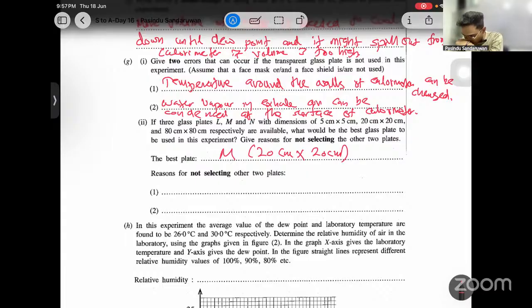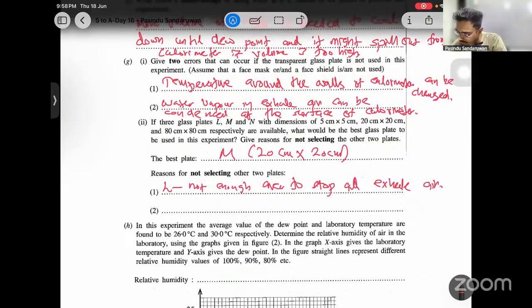Reasons for not selecting the other two plates. First one, 5 by 5 is too small. Then it would not be sufficient. It would not be enough to stop all exhaled air. For L, not enough area to stop all exhaled air.